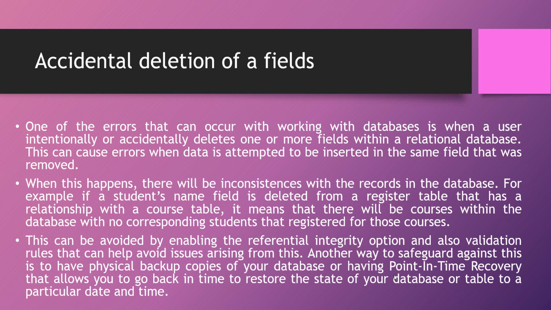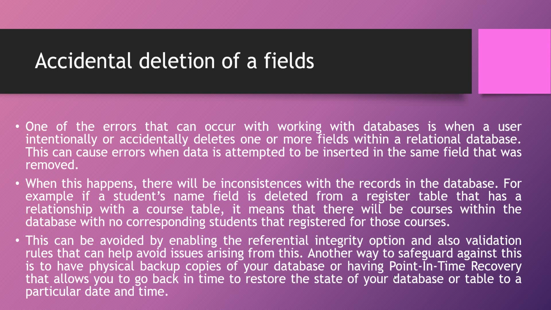So it means that there may be confusion within an organization or within a team. Let's say, for example, if a student's name field is deleted from a register table that has a relationship with a course table, it means that there will be courses within the database with no corresponding students that are registered for those courses. Now, this can be avoided by enabling the referential integrity option and also validation rules that can help avoid issues arising from this.